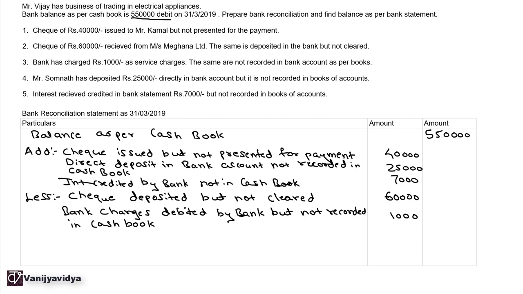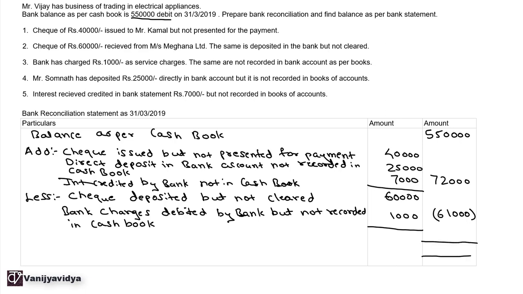So these were the transactions which will impact our bank reconciliation statement. Now let's find out the balance as per bank statement as on 31st March 2019. So these are the transactions which are to be added, and these have to be reduced. So 40,000, 25,000 plus 7,000, 72,000. 60,000 plus 1,000, so 61,000 we have to reduce.